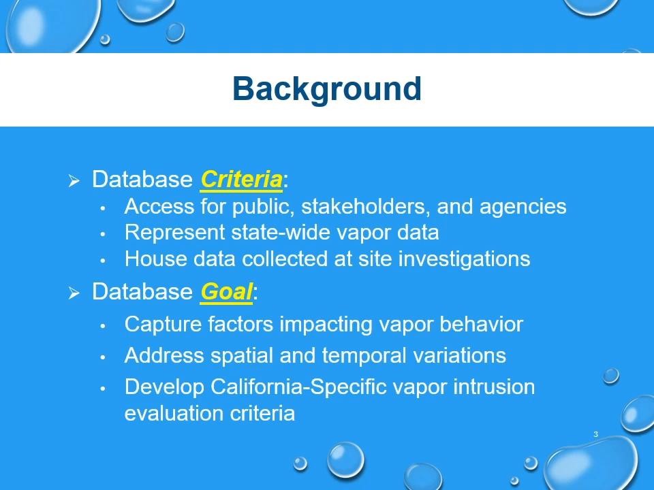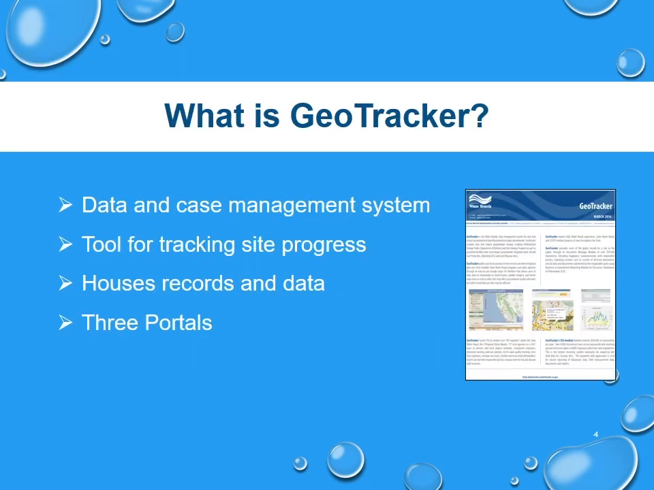The workgroup also needed a database that would achieve these goals. Capture factors impacting vapor behavior, such as building types and characteristics, address spatial and temporal variations, and develop a California-specific vapor intrusion evaluation criteria based on the data collected. The workgroup selected GeoTracker for the vapor intrusion database.